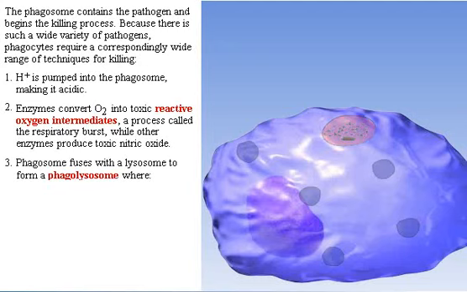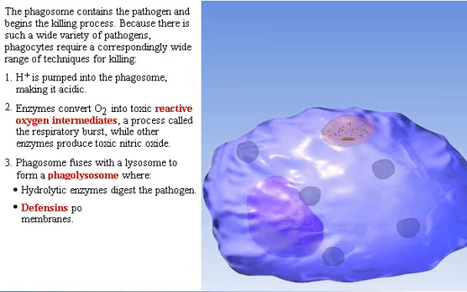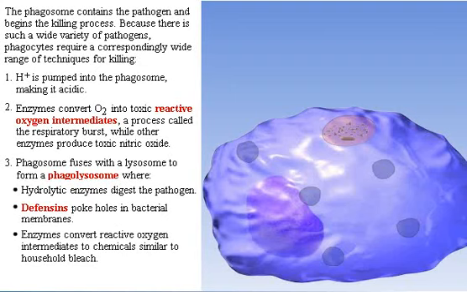Killing is enhanced when the phagosome fuses with a lysosome inside the phagocyte, forming a phagolysosome. The pathogen is exposed to potent hydrolytic enzymes that can digest the pathogen, to antimicrobial proteins called defensins that poke holes in bacterial membranes, and to enzymes that convert reactive oxygen intermediates to chemicals that are similar to household bleach. Drag the lysosome to the phagosome to form a phagolysosome.